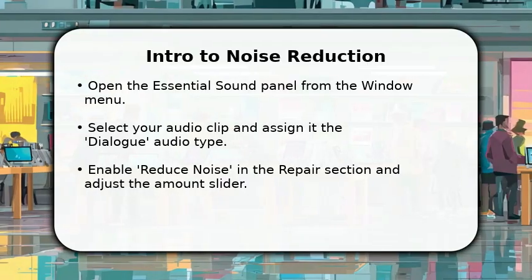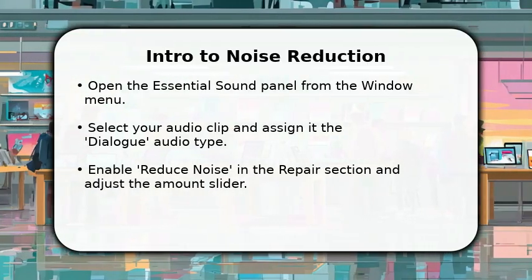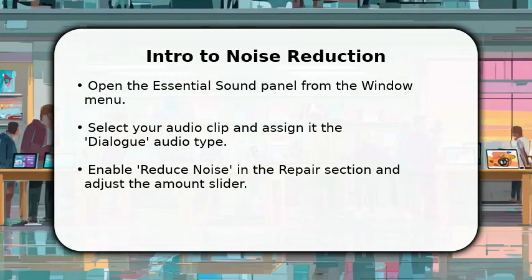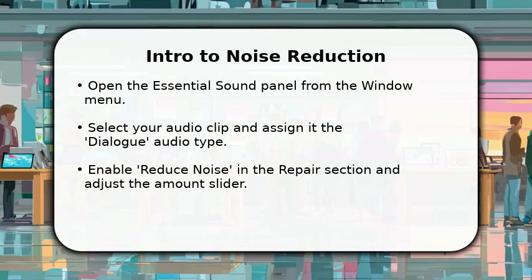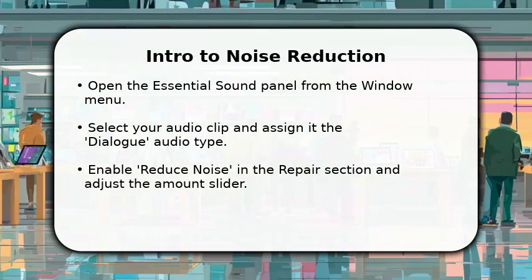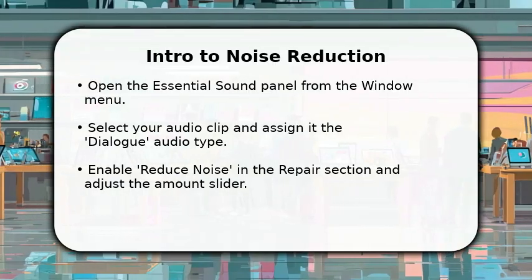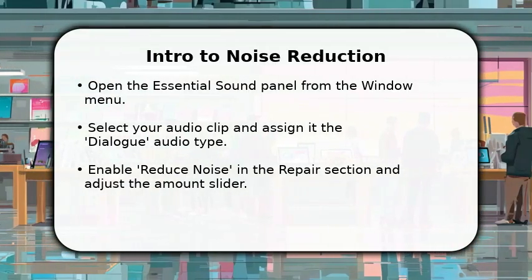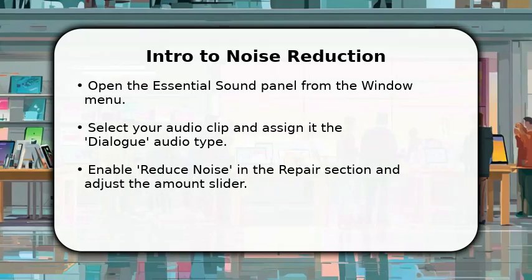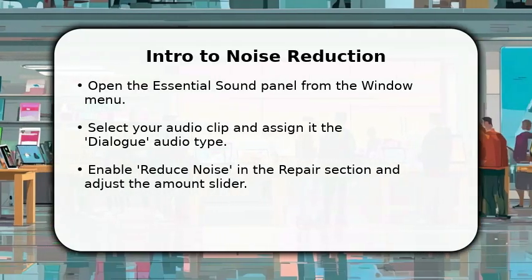In this video, I will explain how to reduce noise in Premiere Pro. First, navigate to the Essential Sound panel, typically found on the right side of your workspace. Select your audio clip in the timeline, then choose Dialogue as the audio type. Next, simply check the Reduce Noise box under the Repair section.